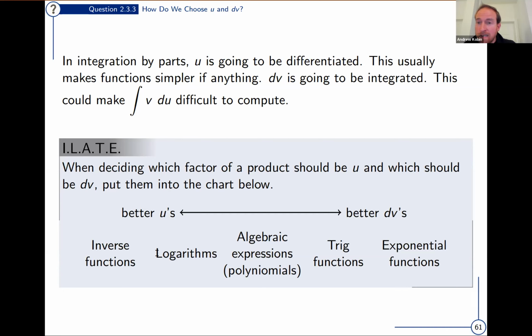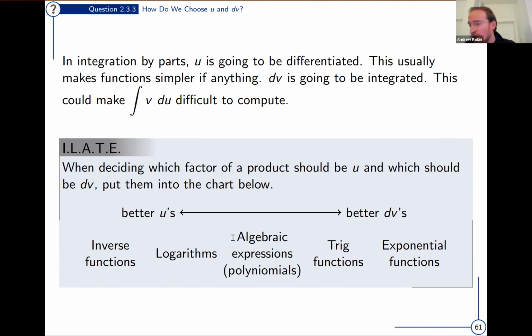L is for logarithms. Anything with a log, a natural log, I mean, is a good choice for u, because when we take the derivative, it often gets simple and gets rid of that ln expression. Next, the A stands for algebraic, which for us really means polynomials. There's a typo here, but algebraic means polynomial expressions, such as our x in the previous problem. x was a good choice for u because, well, there's no logarithm, there's no inverse function, and algebraic is the next letter in LATE. So, that's what we did.